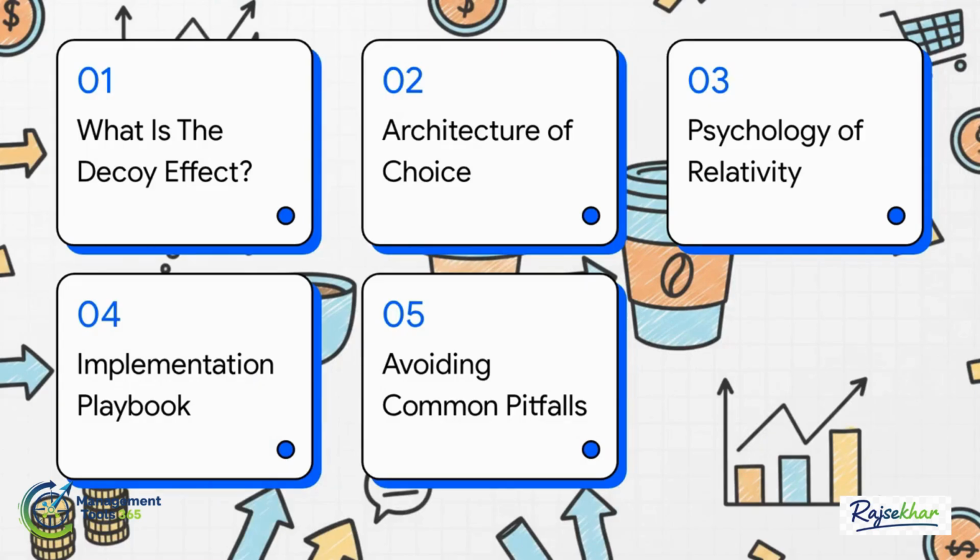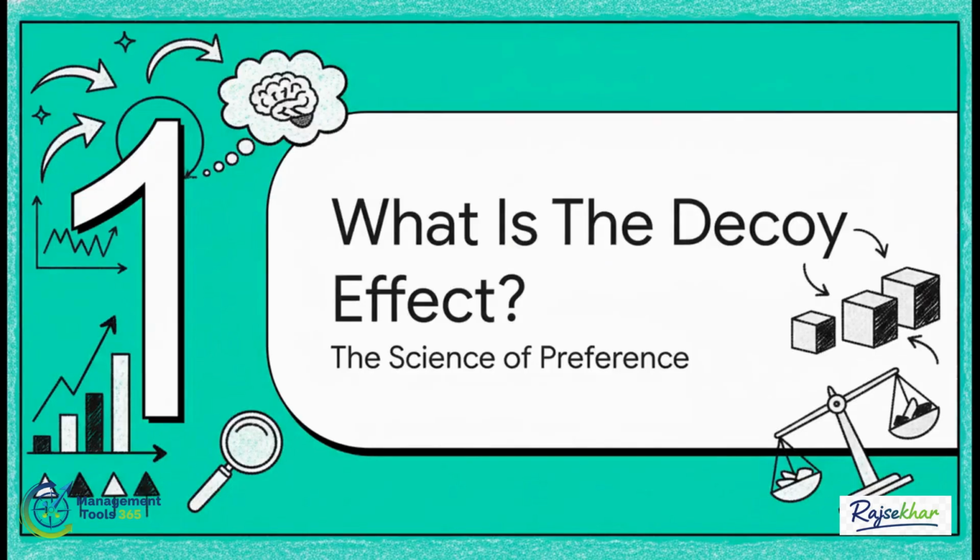So here's our game plan. We'll start with the what, the basic definition. Then we'll look at the architecture, how you actually build one of these things. After that, we dive into the psychology of it all. And then we get super practical with an implementation playbook. And maybe most importantly, how to avoid the common mistakes. So let's get right to it. What exactly is the decoy effect?